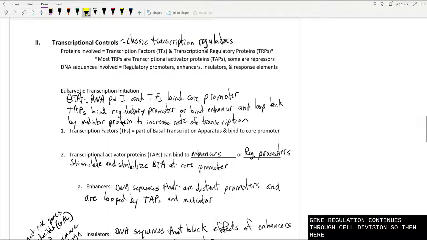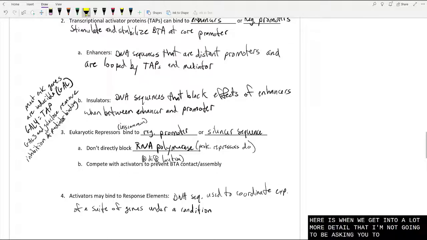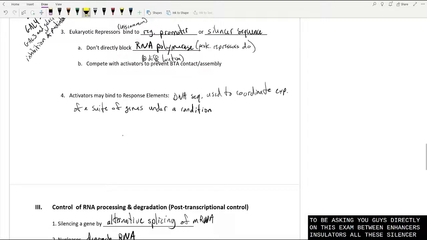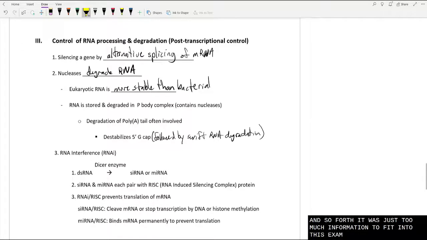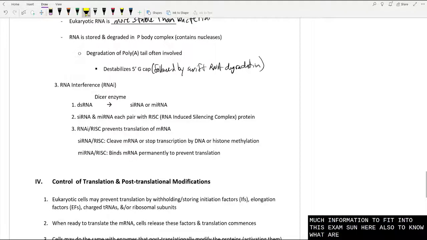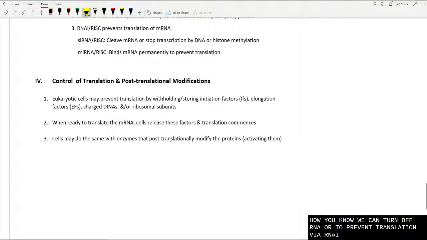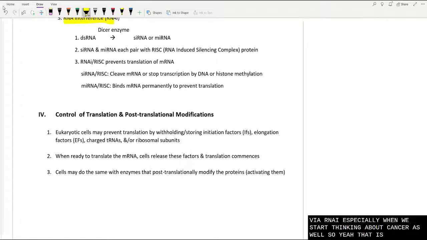So then here is when we get into a lot more detail that I'm not going to be asking you guys directly on this exam, between enhancers, insulators, all these silencers and so forth. It was just too much information to fit into this exam. So in here, also do know what RNAi is, and you should know that by now, and how we can turn off RNA or prevent translation via RNAi, especially when we start thinking about cancer as well. So yeah, that is that chapter.